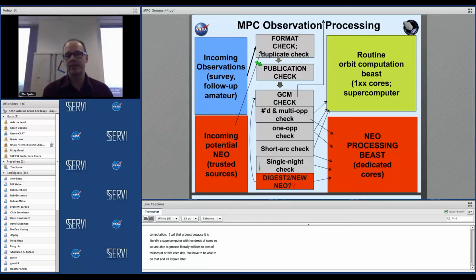Now, I've got this little check down here that says Digest to new near-Earth object. Digest 2 is a program that computes the probability that any object might be a new near-Earth asteroid. And if we think it is, we send it over to our near-Earth object processing pipeline. And we have dedicated computing power for that, which cannot be used for anything other than checking for near-Earth objects.